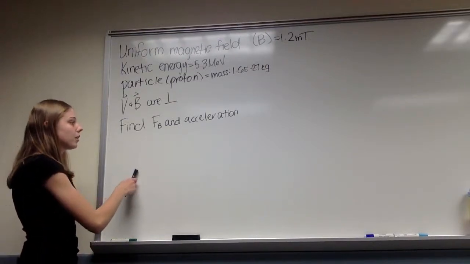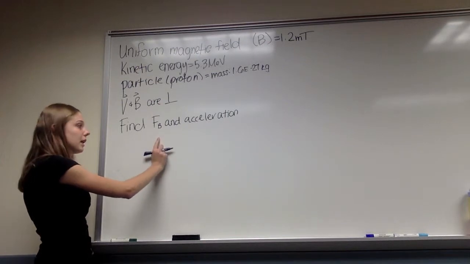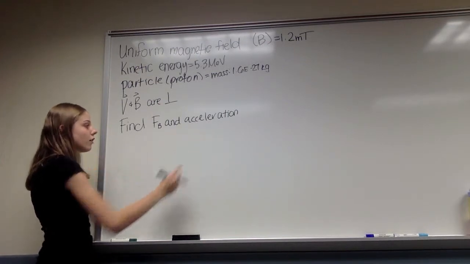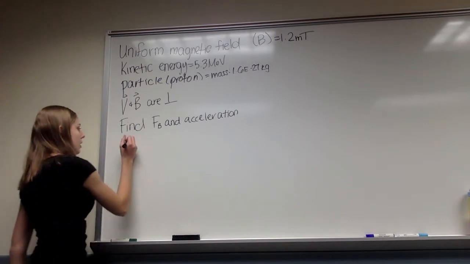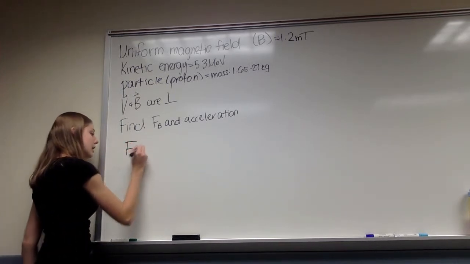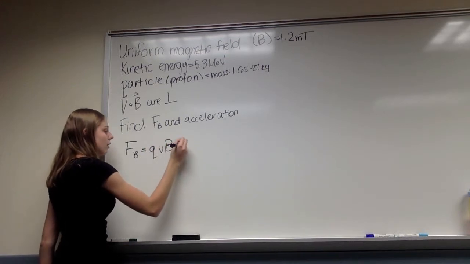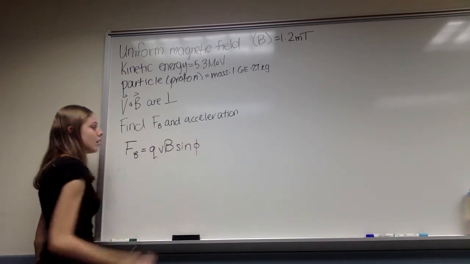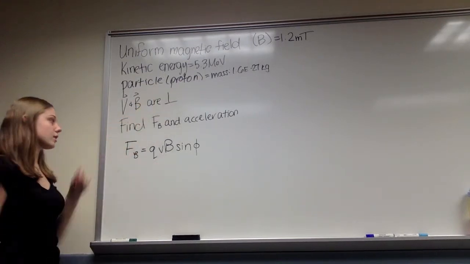For this problem, we're going to need to use the formula we learned last section to solve for force of the magnetic field and the acceleration. First, what is the formula that solves for force of the magnetic field? It's F_B equals QVB sine of phi.